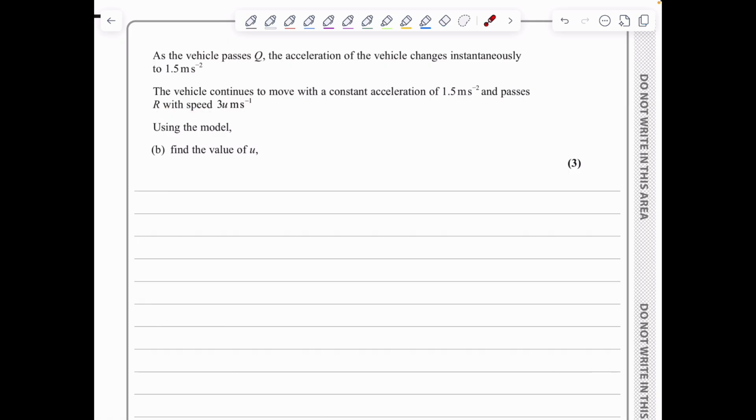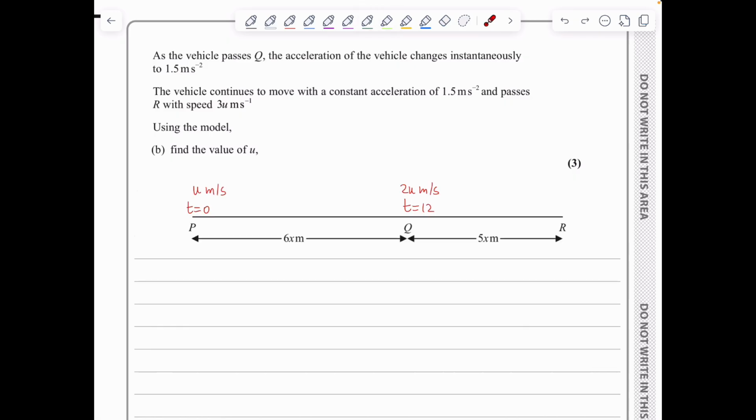And using this model, we need to find the value of u. So looking again at our diagram, the new information is that between Q and R, we've got an acceleration of 1.5, and we are passing through point R with a speed of 3u. Well, we know that v squared is equal to u squared plus 2as, which means that 3u all squared is equal to 2u all squared plus 2 times 1.5 times the 5x, which is the distance covered.